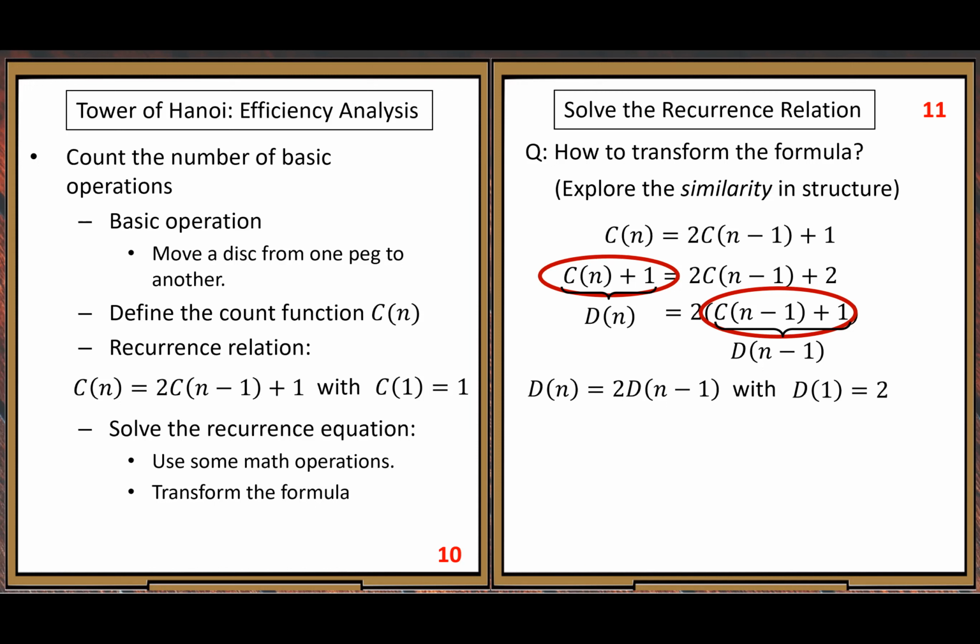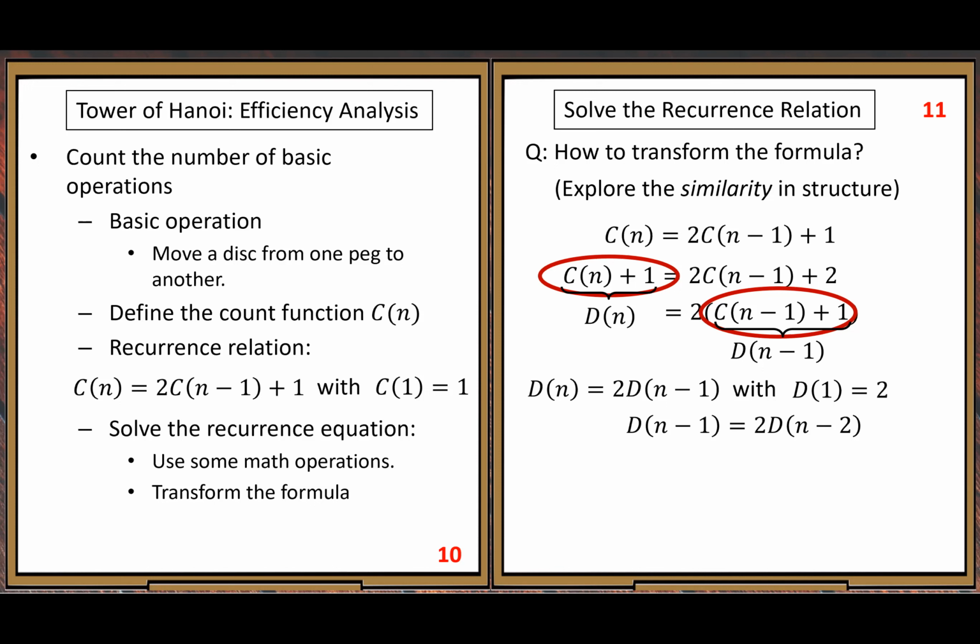Initial value: because D of n equals C of n plus 1 and C of 1 equals 1, 1 plus 1 is 2, so D of 1 equals 2. That's our initial value. Now we need to solve a new recurrence relation. How to solve it? We know it's easier than that one, since the plus 1 is gone, but we still need to solve it. So let us try to do it.